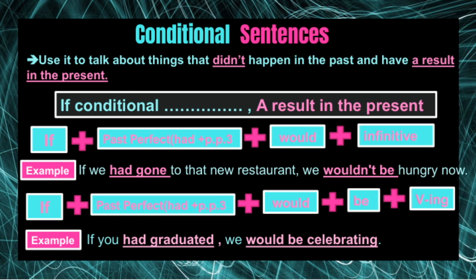The key point here is that these sentences talk about things that didn't happen in the past, but have a result in the present. So, they're useful for reflecting on missed opportunities or hypothetical situations that could affect our current circumstances. Remember, whenever you see if plus the past perfect, you're dealing with a conditional that talks about past unreal situations with present consequences. Keep this structure in mind as it's very common in expressing regret or imagining different outcomes.